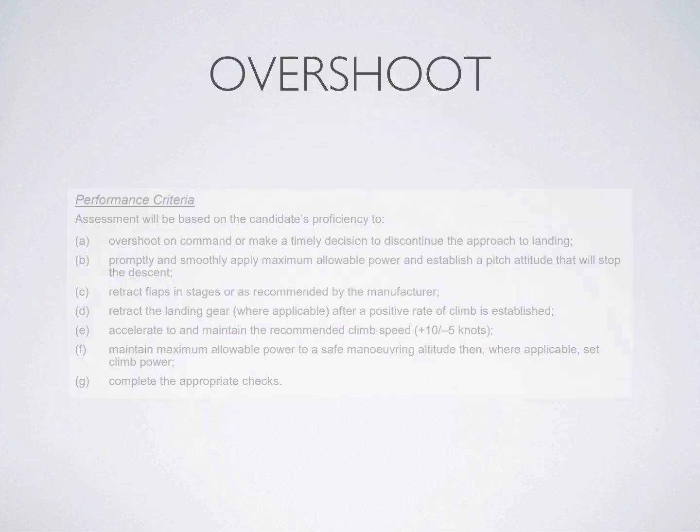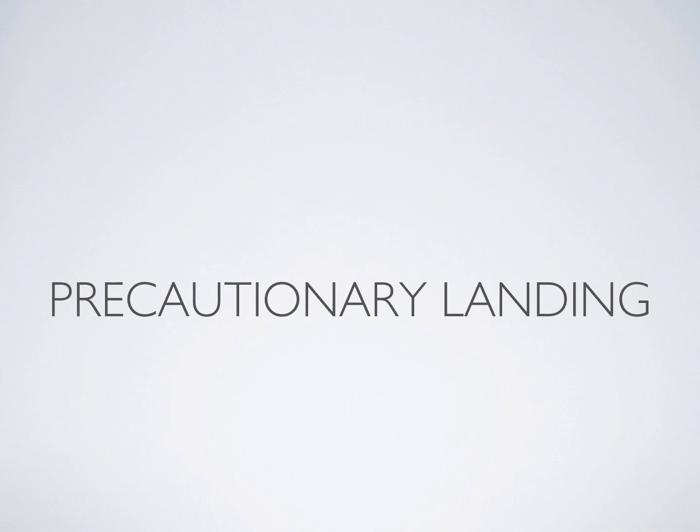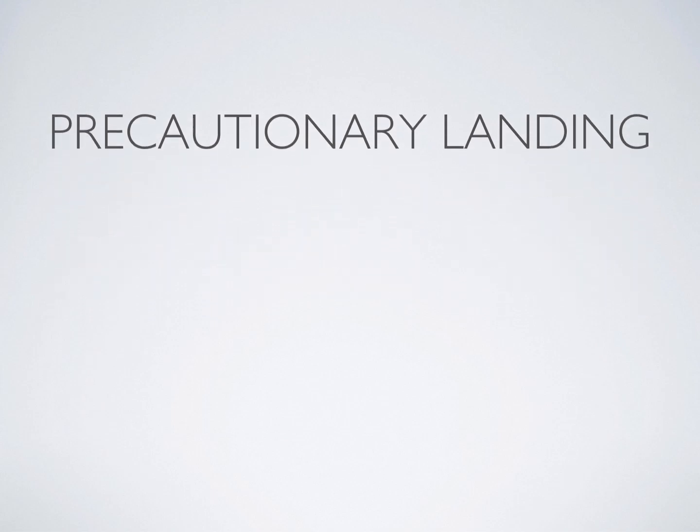Important things to remember when conducting an overshoot are to add full power first and do not descend when conducting the overshoot. Only once a safe airspeed has been achieved, then you retract the flaps. Since you've executed a forced approach and we're now low to the ground in the overshoot, I'm probably going to get you to go into a precautionary landing exercise at this point.